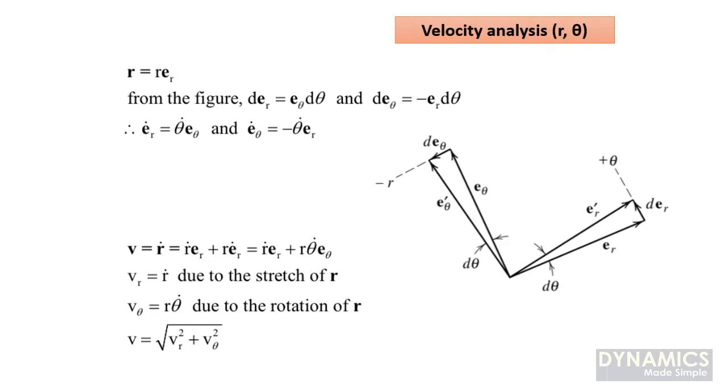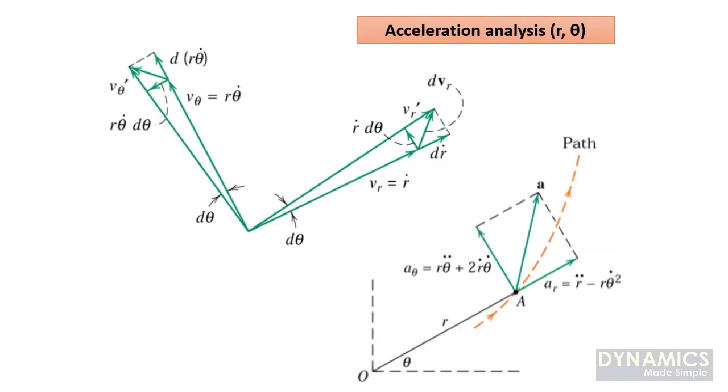The components of velocity along r and theta axis can be derived by examining these figures. They contain only the terms having differentiation with time once, i.e. with single dot. The component of acceleration along r and theta axis can be derived by examining these figures. They contain the terms having differentiation with time once and twice, i.e. with single and double dots.